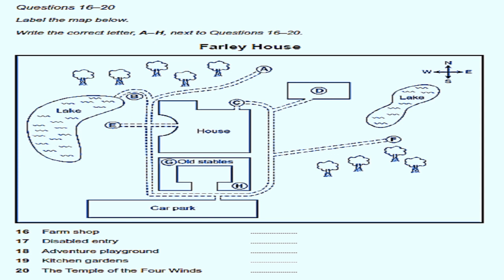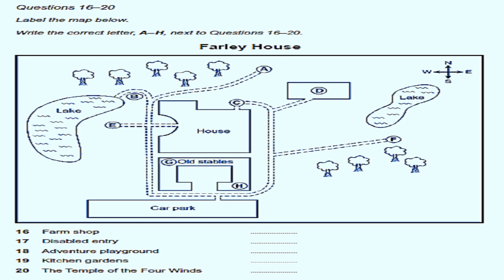Now, on Sunday, we'll be taking our visitors to Farley House. You may not all be familiar with it, so here's a map to help you. You can see the car park at the bottom of the map. There's an excellent farm shop in the grounds where our visitors can buy local produce. It's in the old stables, which is the first building you come to.